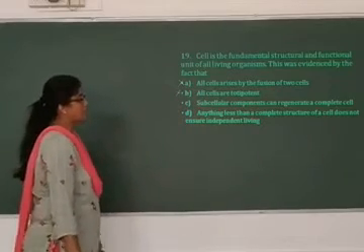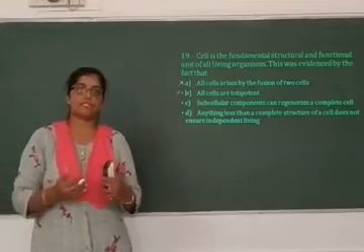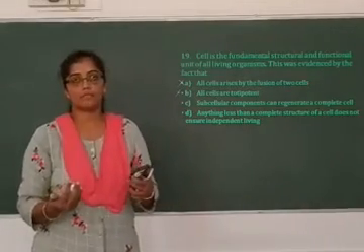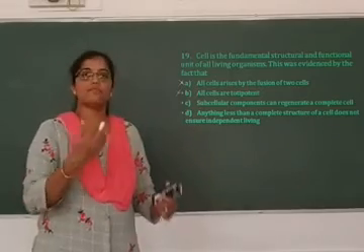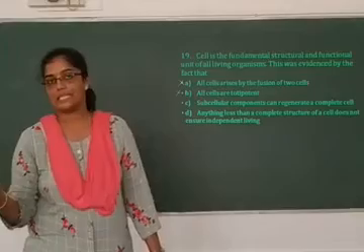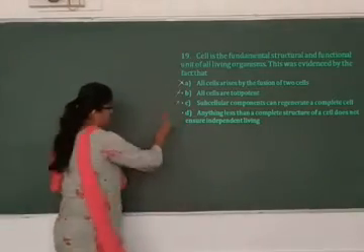Some cellular components can generate a complete cell. Some cellular components, say for example, mitochondria, a chloroplast, a Golgi complex. What does the statement say? If you have a mitochondria, you can generate a new cell, which is obviously not possible at all. So, this is also a wrong statement.